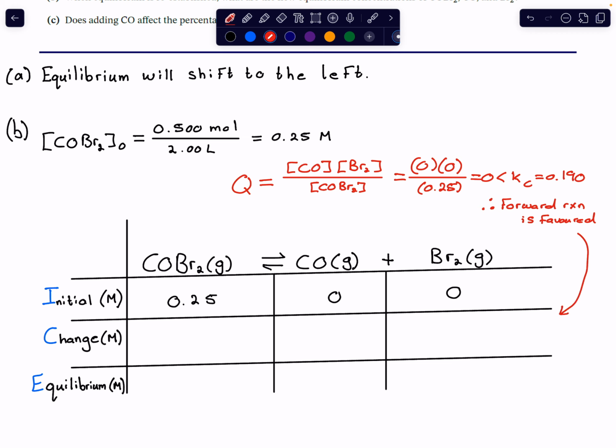Alright, so that informs our decisions here. If the forward reaction is favored, it means our reactant must decrease by X and our products must increase by X. There's no different stoichiometry to take into consideration here. So all of them are 1 to 1 to 1, so there's just minus X and plus X. So therefore at equilibrium, 0.25 minus X, X and X.